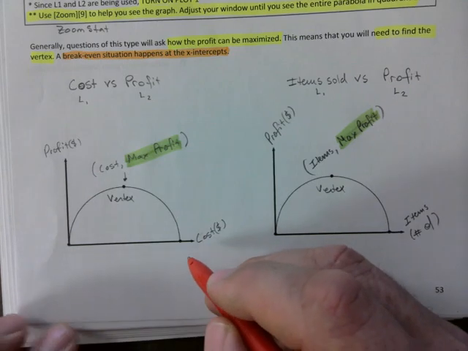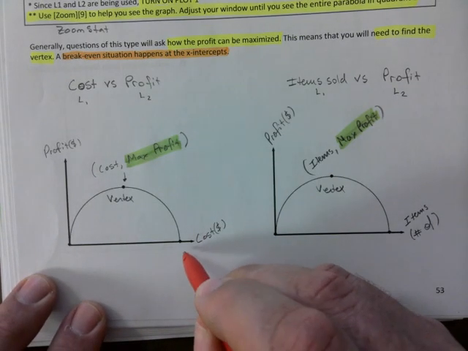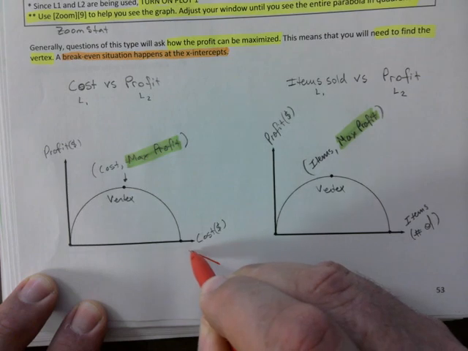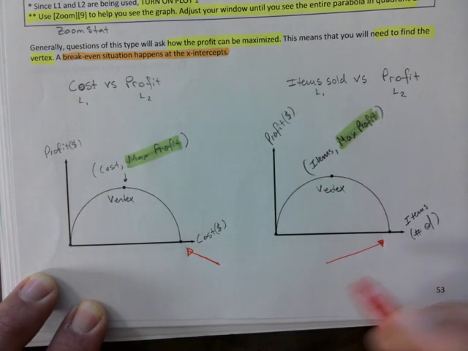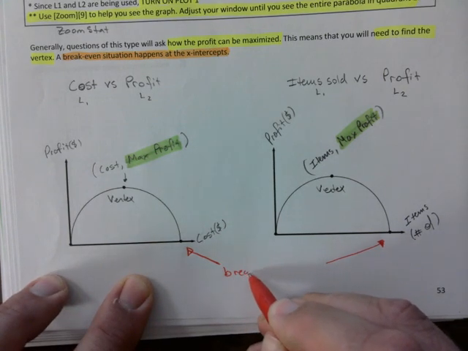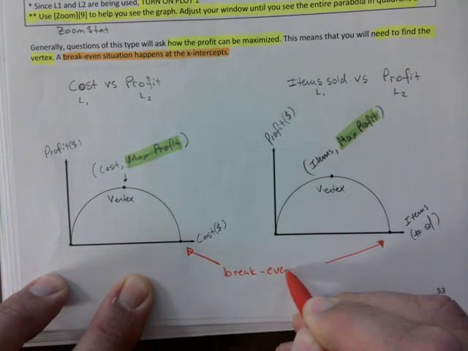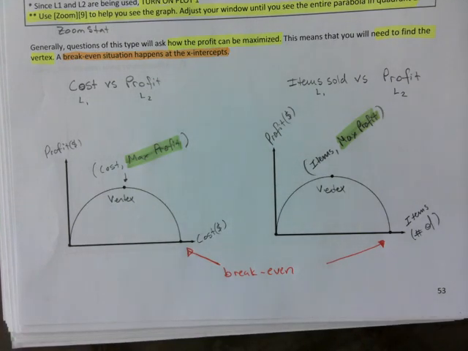And here we have break even. I should say this one right here and this one right here is the break even. Break even points. Is there anything else that I need to mention here? No, we're good.